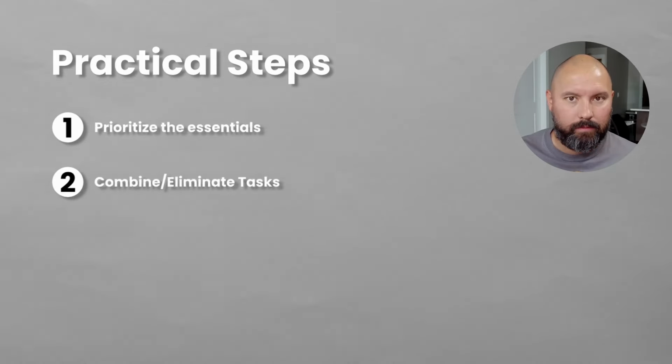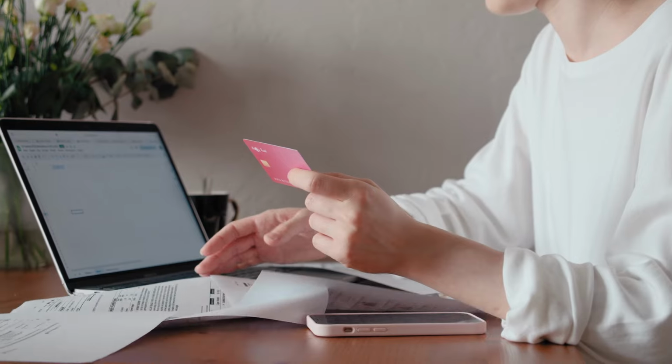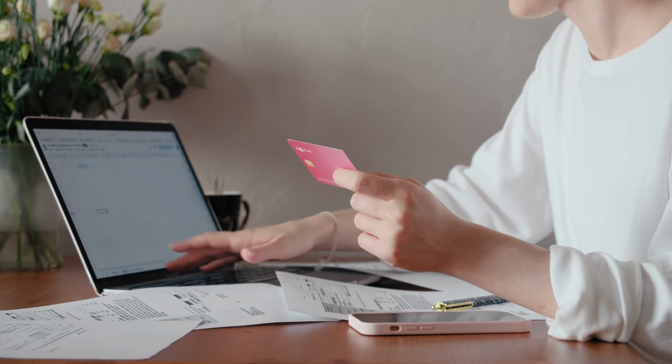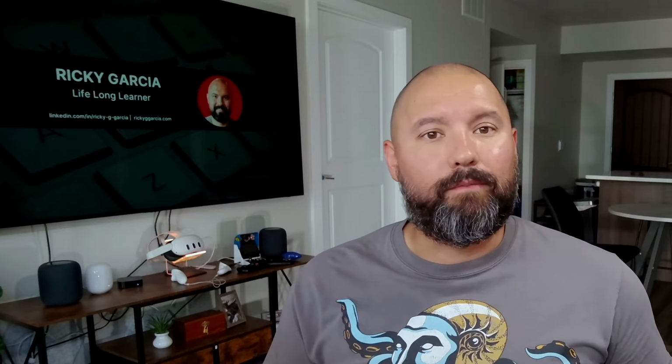Step 2 is combine or eliminate tasks. Ask yourself, can any of these steps be merged? Are there any redundancies? For example, instead of booking flights and hotels separately, consider using a service that bundles them together, saving both time and maybe getting a nice discount as well. But even the best plan can fall apart if it's not communicated effectively.